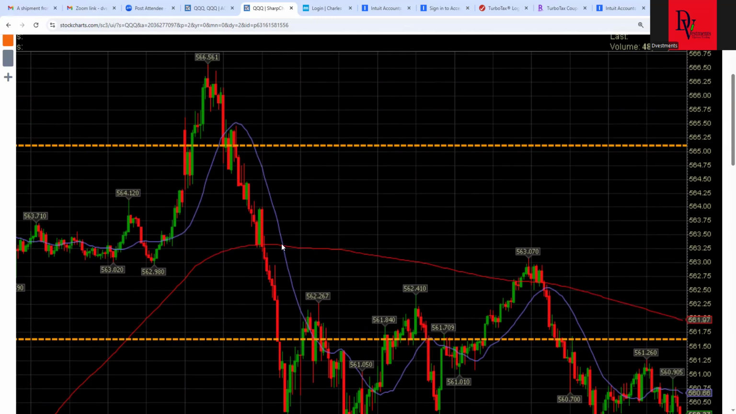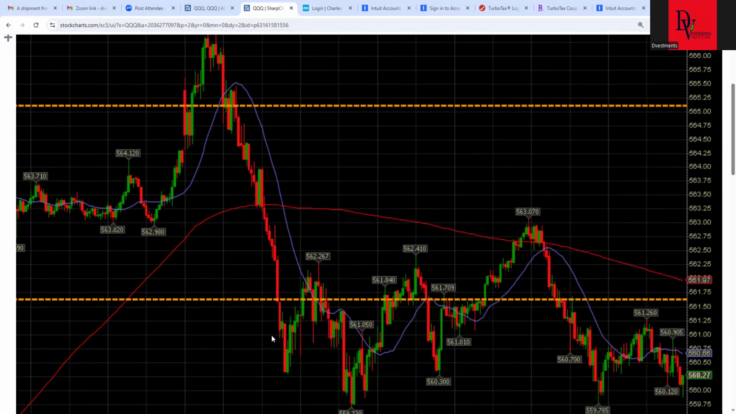Or again, you could have gotten in here. This could have been your entry once the 20 crossed over the 200 and down to here, which is your support. If it broke through there and gave you a little bit more, you took a little bit more, but you definitely would have gotten out down here because you would have gotten a price mark. Because at this point, none of this over here has happened. So this would have been the low of the day here.